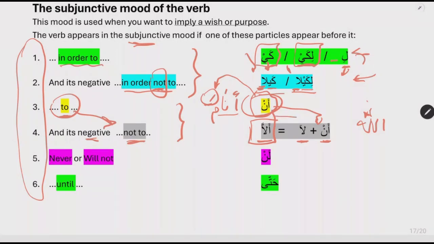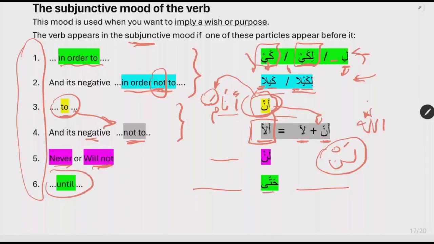Right, then the other one is len. Len is just two letters like that, len. It means never or will not. So it's a future tense negative. You use len and then the verb in the subjunctive mode. And then the last one is until. So you can say a sentence like, I will wait until you return home. So that until, hatta, and then here you'll use taraji, which is return, fatha on the last letter to show that it's the subjunctive mode.